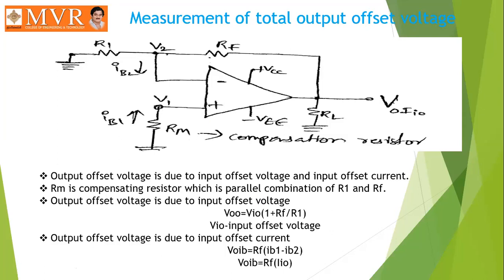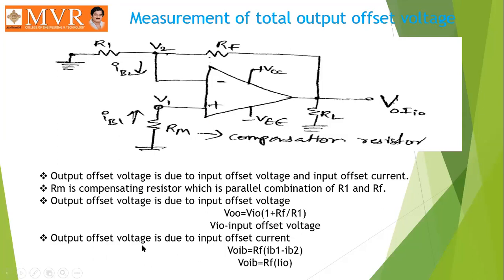So first we are going to measure the output offset voltage due to input offset voltage. The output offset voltage due to input offset voltage can be represented with V double naught, which can be obtained by VIO into 1 plus RF by R1, where VIO is the input offset voltage, and RF by R1 is the feedback resistance divided by the resistance R1, which is connected to the inverting terminal. So this we keep aside, and we are going to consider this as one of the equations.